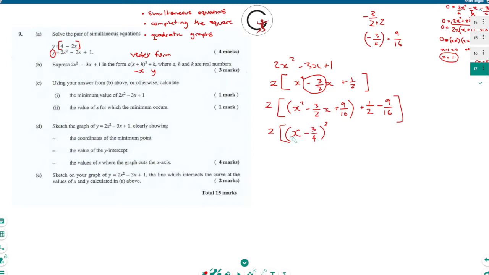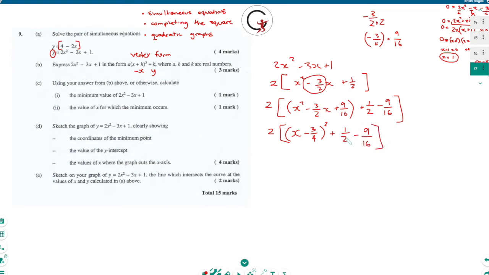When you expand all of this back, you get x squared minus 2ab, which means minus 2 times 3 over 4, which gives you back the minus 3 over 2x. And then when you square 3 over 4, you get back 9 over 16. This is your perfect square that you want. And then you're going to have to say plus 1/2 minus 9 over 16.